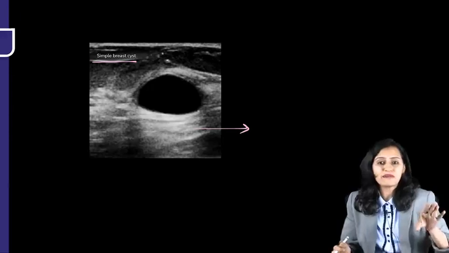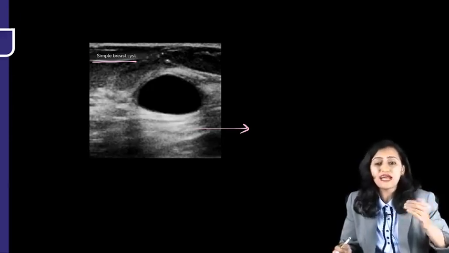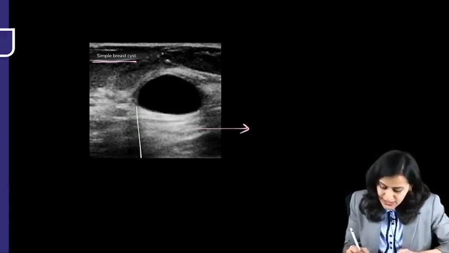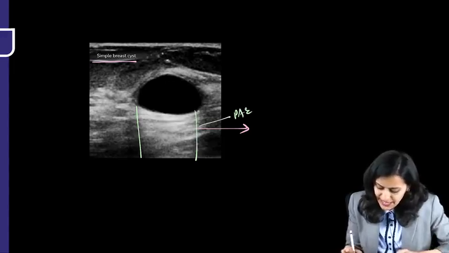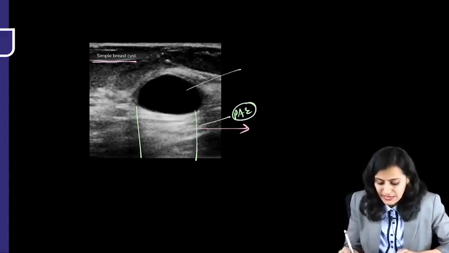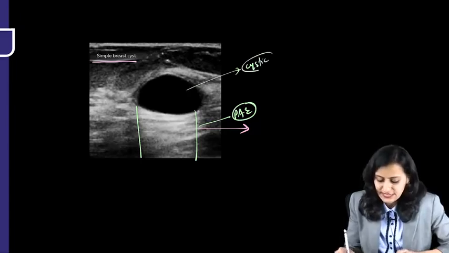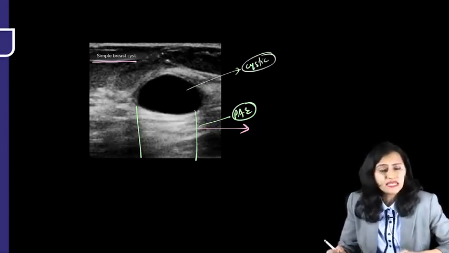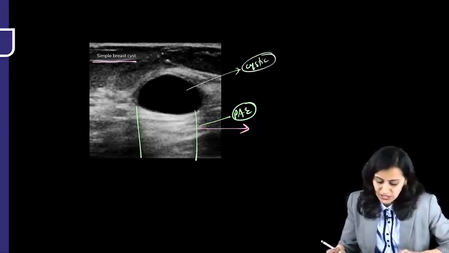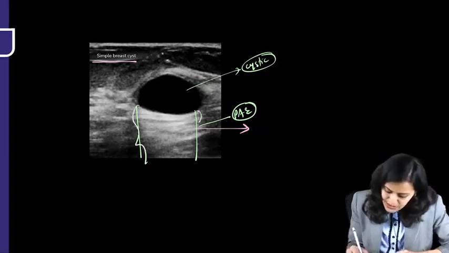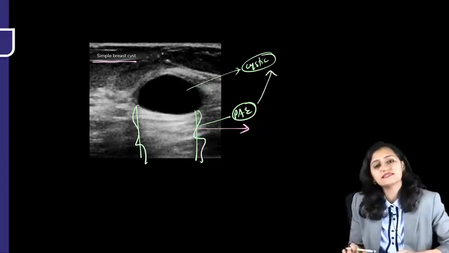Now, if you have a female with breast lump, you do ultrasound and you see that the lesion is showing this posterior acoustic enhancement. What does that imply? That this is a cystic lesion. This is a breast cyst. This is not a solid lesion. This is not a breast cancer. So remember, posterior acoustic enhancement is a cystic lesion.